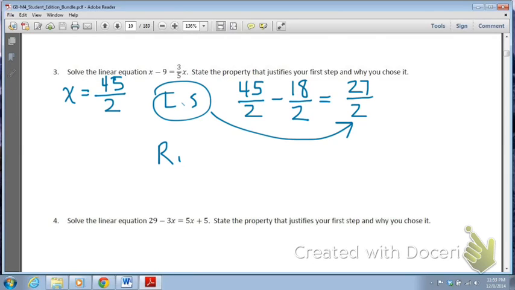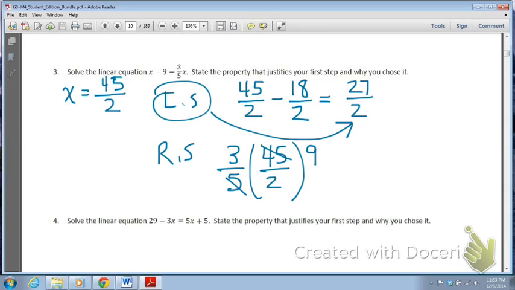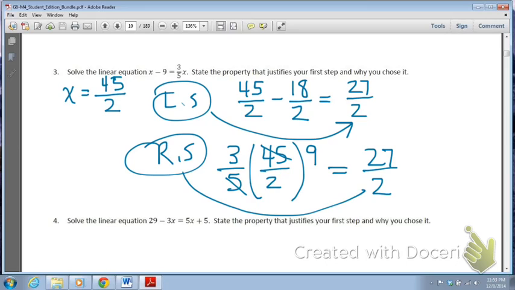The right side, we still have to check out. The right side of this equation is 3/5 x, and so we'll put in our 45/2, and you can see you have a common factor here that we can factor out. That becomes 1, this becomes 9. So the right side, as we multiply it out, we'll get 3 times 9, or 27/2. So the right side is also 27/2, so it checks out.